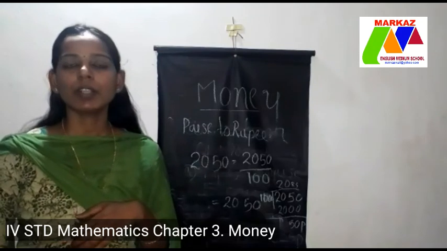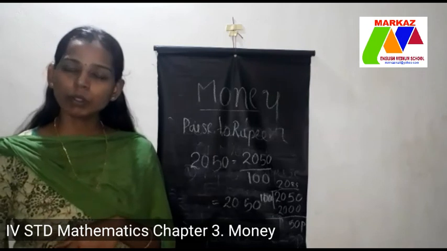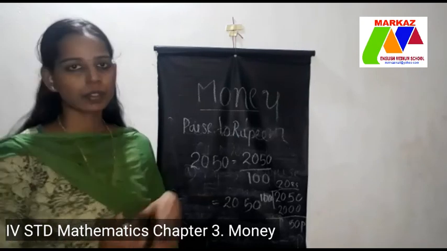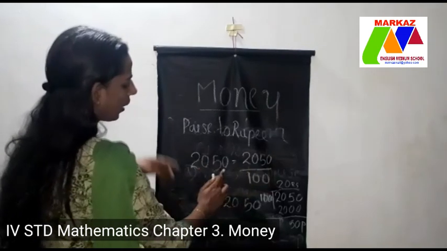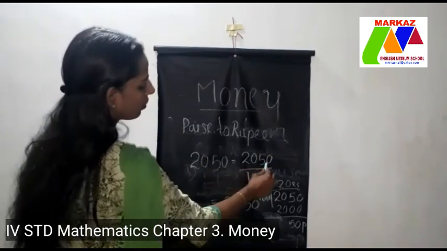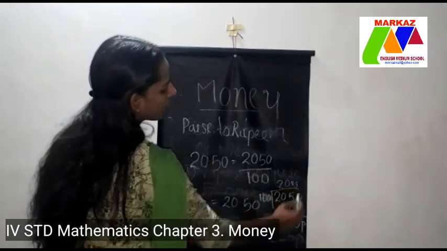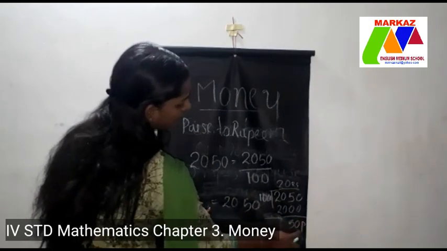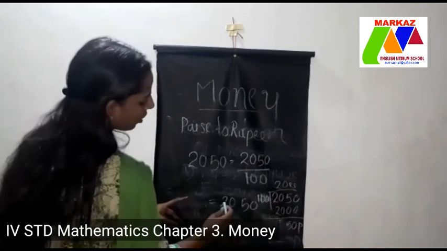Students, now let us study how to convert paise to rupees. Here what we have to do? We have to divide the paise by 100. Here is the example. We have to convert this paise into rupees. So we have to divide this paise by 100. So 2050 by 100. How many times? 20 times 2000. So here we got 50 paise. This 50 is the paise and this 20 is the rupees. So 20.50.